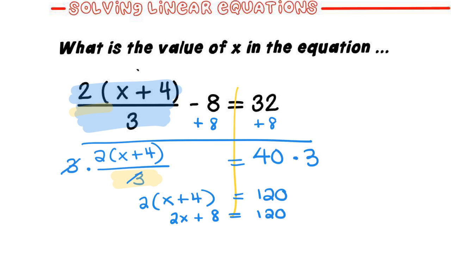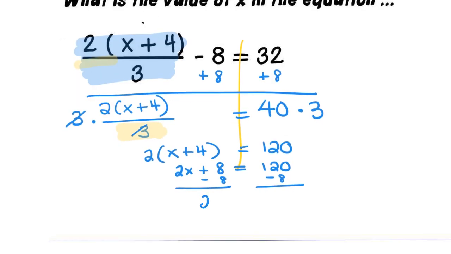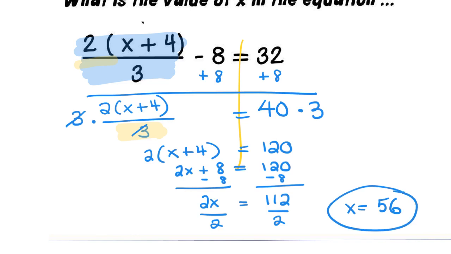So now we have a 2-step equation. I'm going to subtract 8. I am then going to end up with 2x on the left side. And 120 minus 8 is 112. I'm then going to divide by 2, which gives me 56. So the idea is everywhere I see an x in the original equation, I put in 56. I should have the left side be equal to 32.